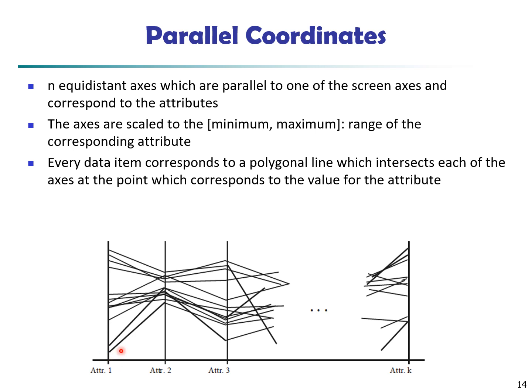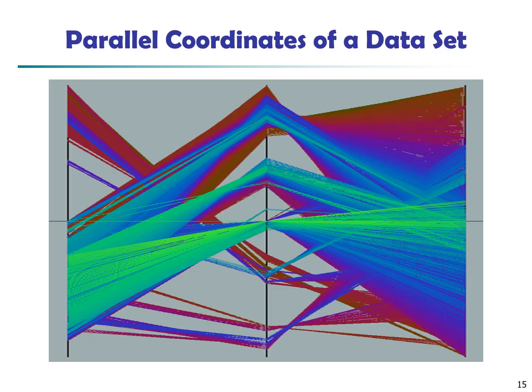And every data item, for instance between attribute 1 and attribute 2, this line here is showing that this is the value of attribute 1, and this is the corresponding value in attribute 2, and this is the corresponding value in attribute 3, and so forth. So this is an actual parallel coordinates visualization of data, showing how different values of different attributes are corresponding to each other.